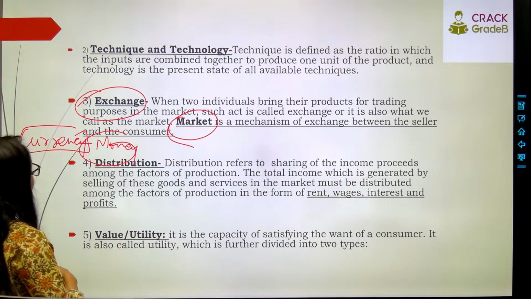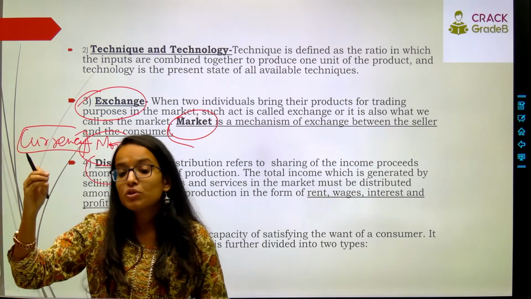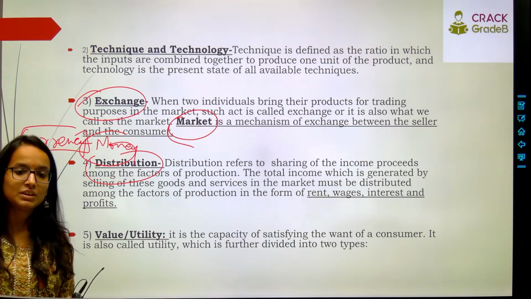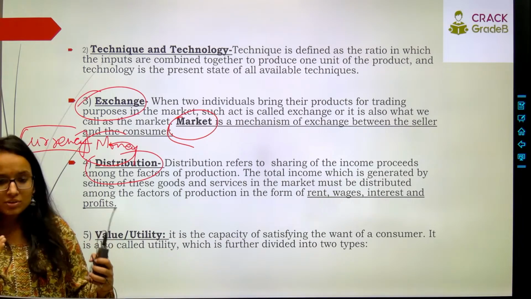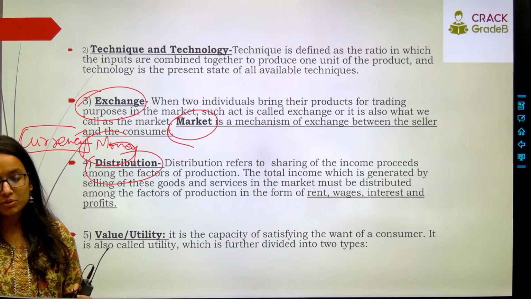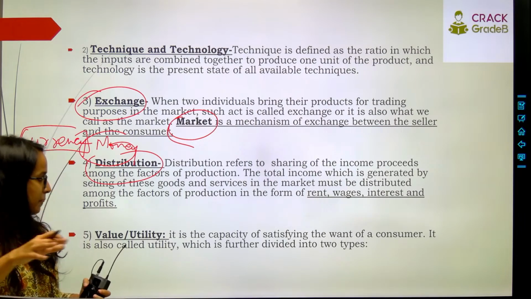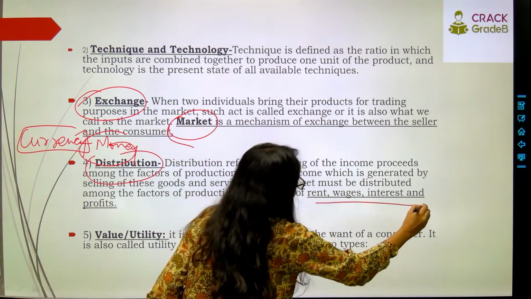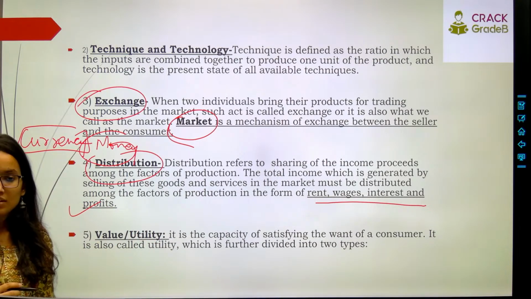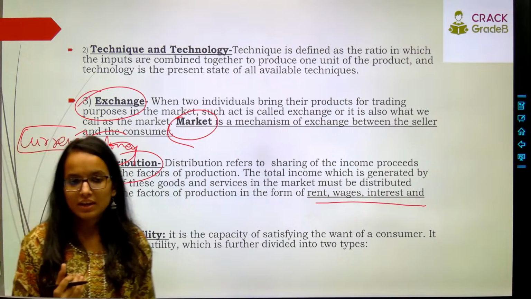All right. Then we have distribution. We have done production, we have exchanged it. Now we also want to distribute it in such a manner that it ensures inclusive growth in the economy, that it reduces the concentration of wealth. Okay, production and the incomes earned from the production should be well distributed to all factors of production. All the rents, wages, interests and profits should be scientifically, empirically distributed so that we reduce the inequality.